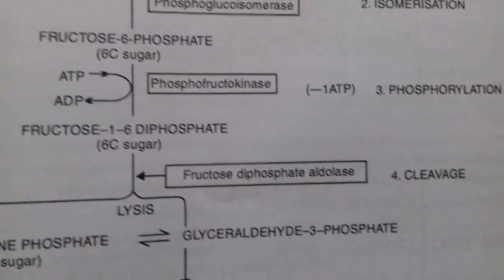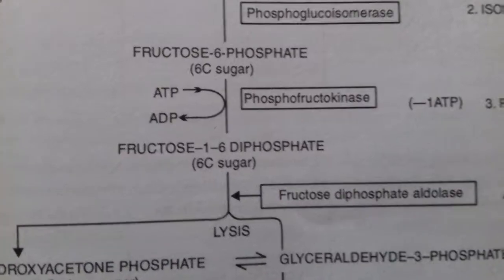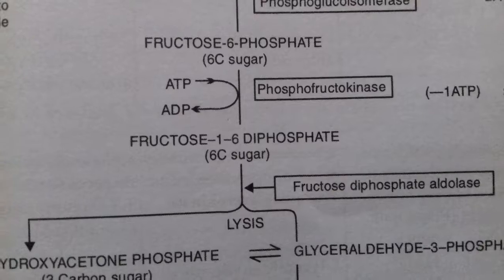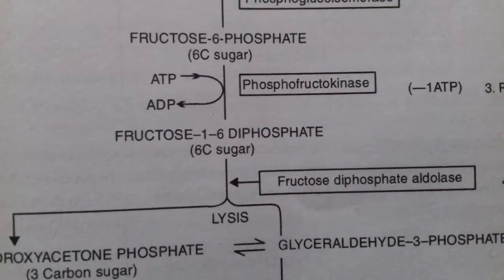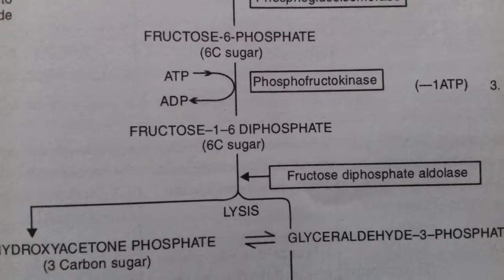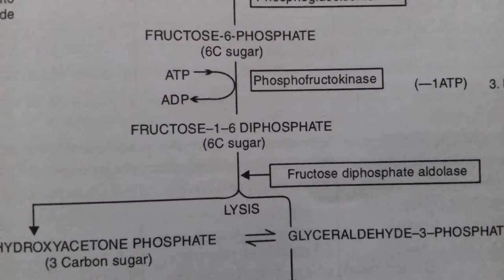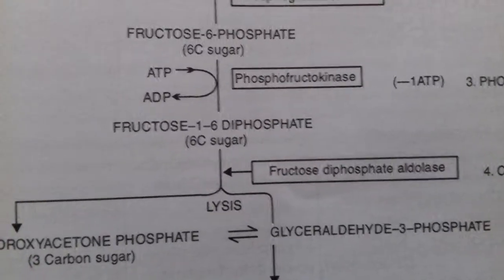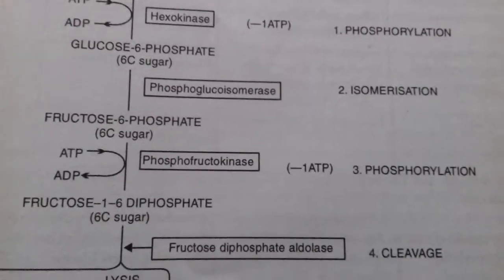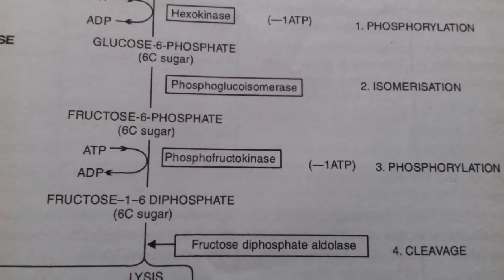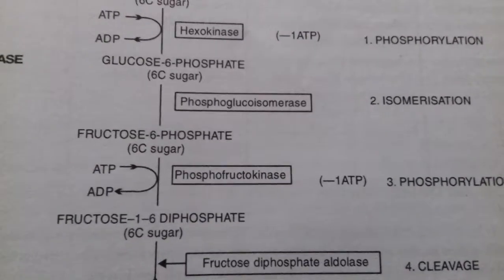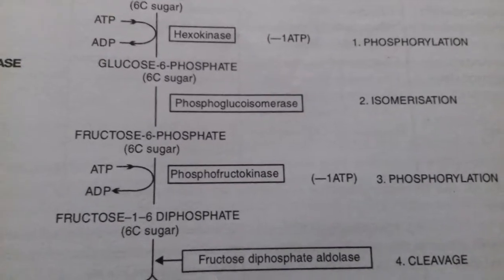Then in the next step of phosphorylation, again there will be the addition of phosphate. In fructose 6-phosphate, the ATP donates its 1 phosphate in the presence of phosphofructokinase and Mg2+. There will be formation of fructose 1,6-diphosphate, which is also a 6C sugar. Also, there will be a loss of 1 ATP. In both steps of phosphorylation, we see 1 ATP is lost. That is, there is loss of 2 ATPs in these two steps.